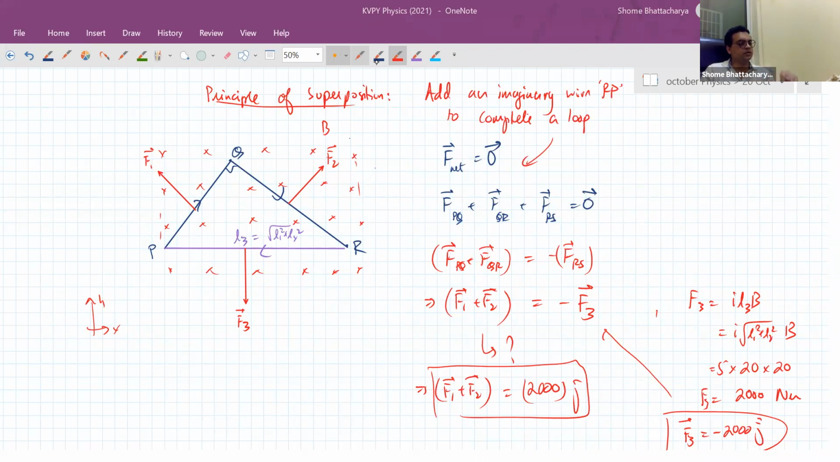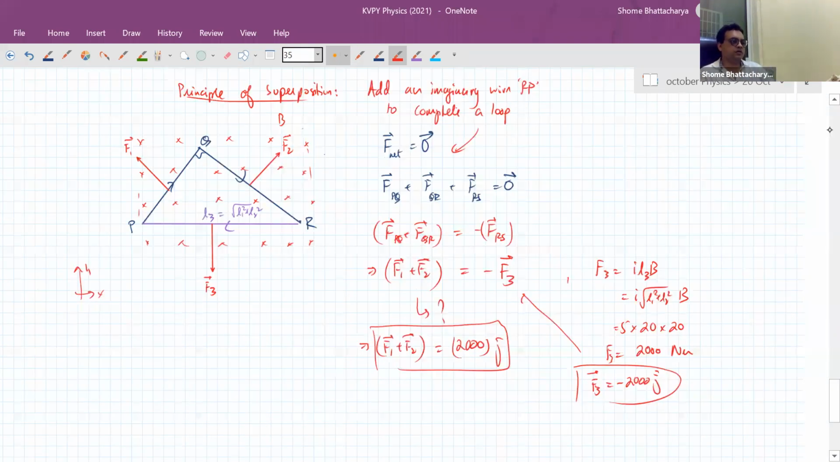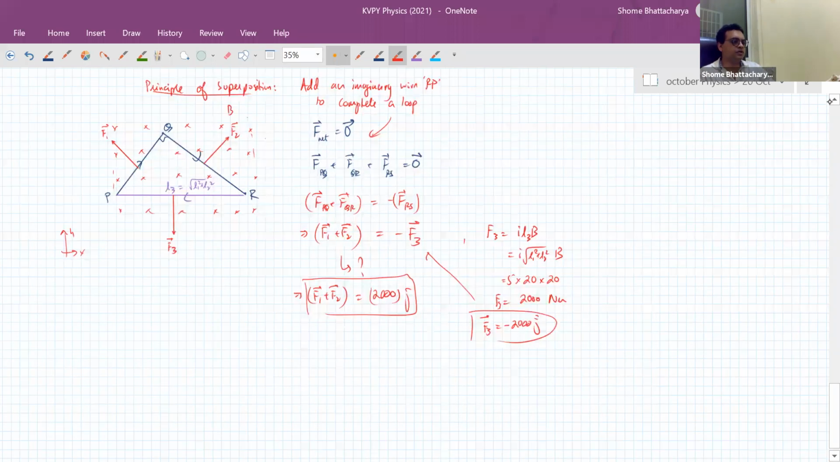Yes, that's correct, Vedant. So the current element in the third section will be along minus i cap, and the magnetic field is into the plane, so it's minus k cap. So when you do the cross product, you will see the force is along minus j cap. Okay, I'll just minimize this a little so that you can have a look at this, then we'll move on to the next section.